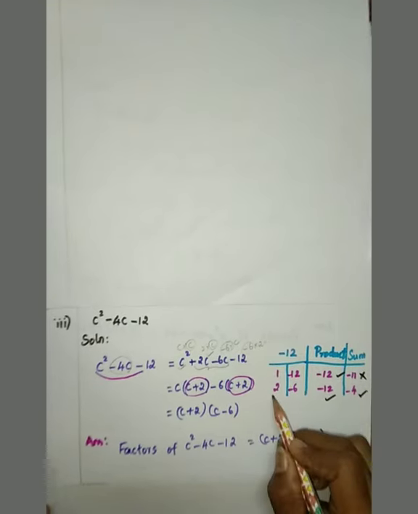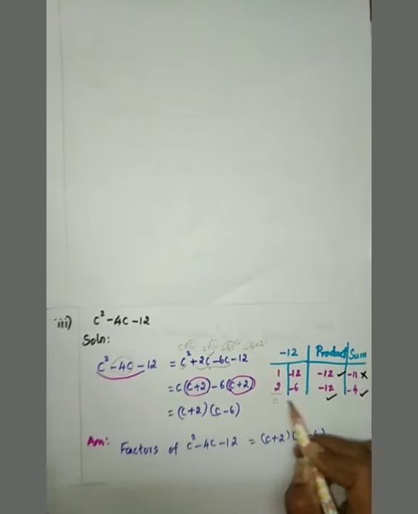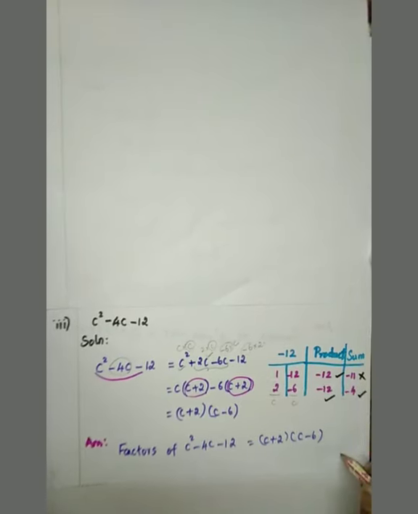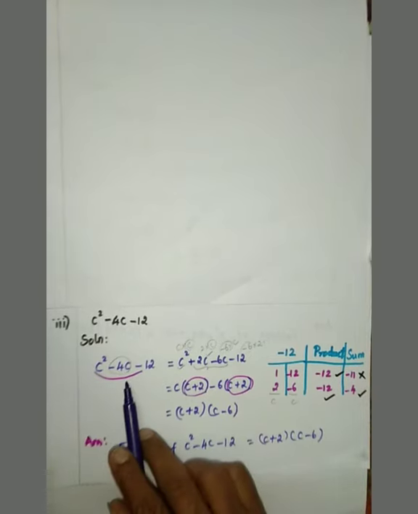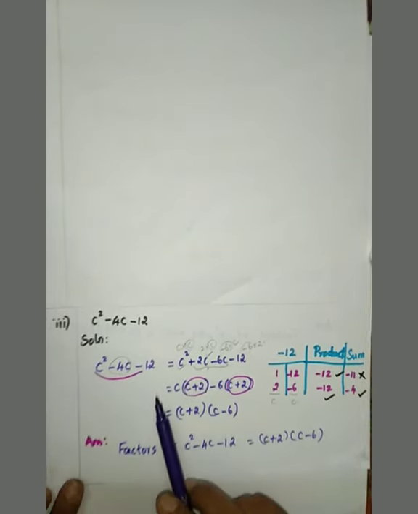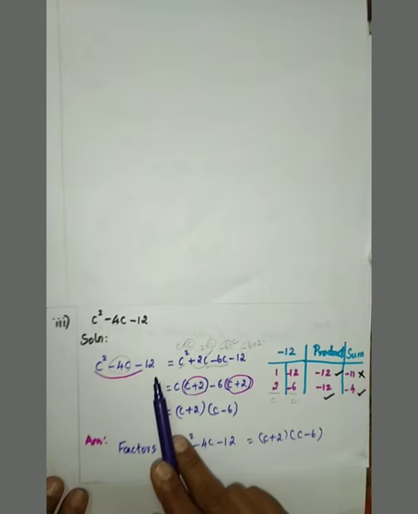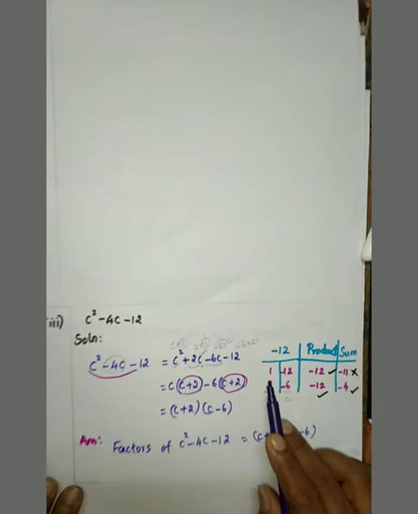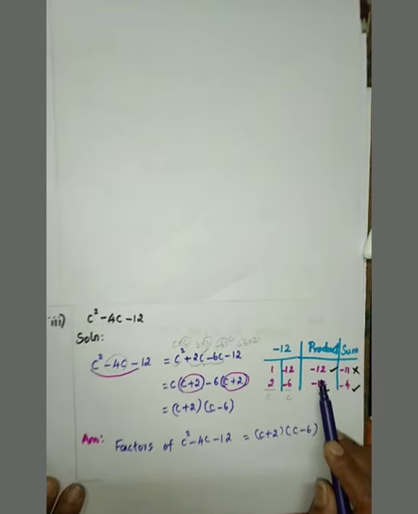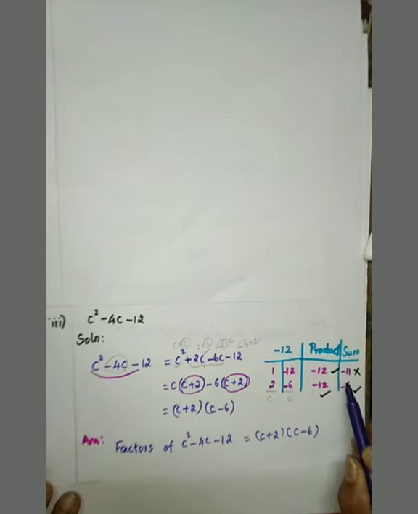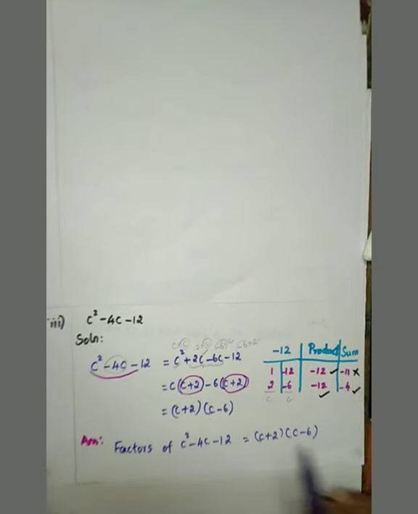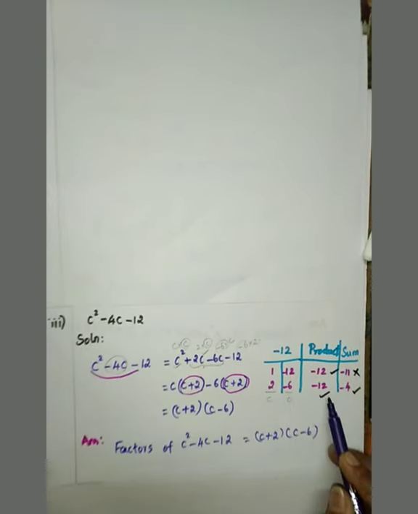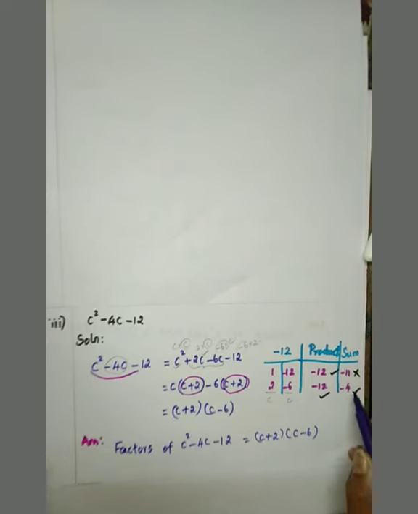Directly also we can write, here the variable is c, so we can write c at the bottom. So we can write c plus 2, c minus 6. Directly also we can write. So here c square minus 4c minus 12. Here minus 12 is not a perfect square number. So we are going to find the product and the sum of the numbers. When you are taking 1 and minus 12, the product will be minus 12. When you are adding, you will get minus 11. So this is not the possible factor. Then we are choosing 2 and minus 6. When you are multiplying, you will get the product as minus 12. When you are adding, you will get the sum as minus 4.